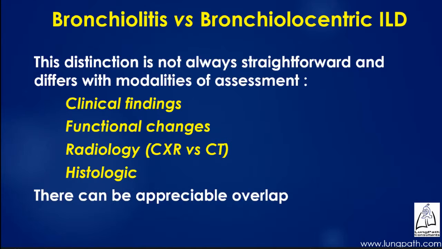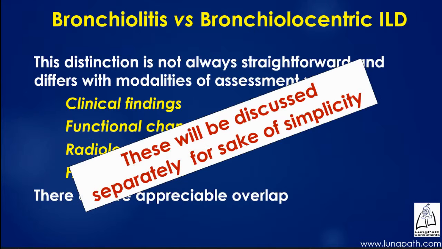There's not always a good correlation between clinical, functional, radiologic, and pathologic changes that would separate bronchiolitis from a bronchiolocentric interstitial pneumonia. And it is important that we as pathologists appreciate this overlap so that we can understand some of the differences in the modalities and how one may point toward airway disease and another point toward interstitial lung disease, or an overlap of the two. I will discuss these separately for the sake of simplicity, but I would reiterate that there's considerable overlap between what we call bronchiolitis and what we call a bronchiolocentric interstitial pneumonia or bronchiolocentric interstitial lung disease.